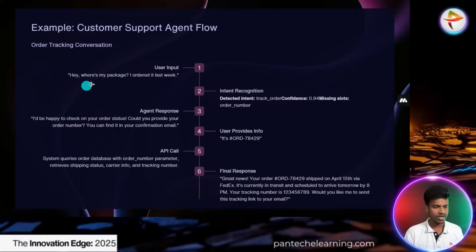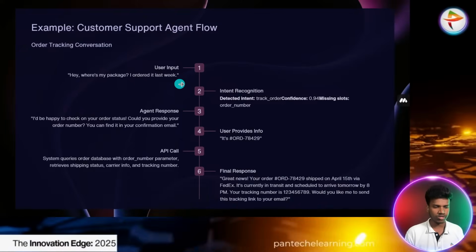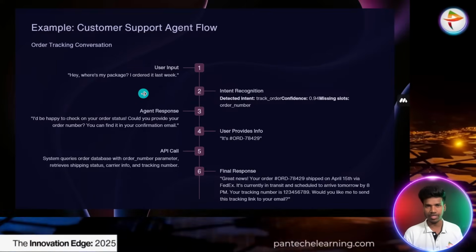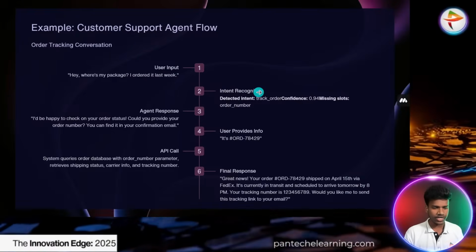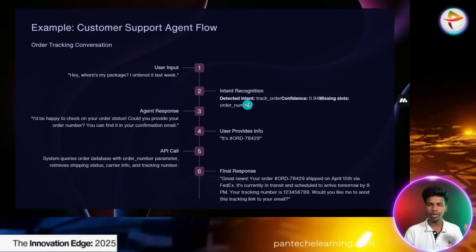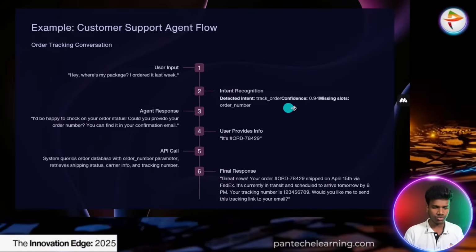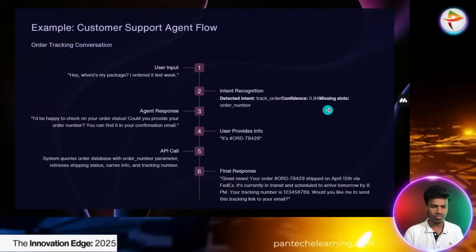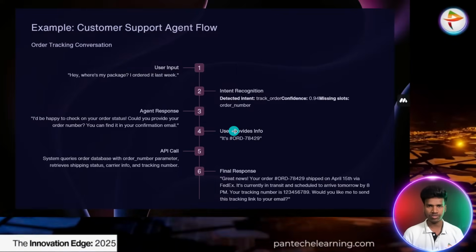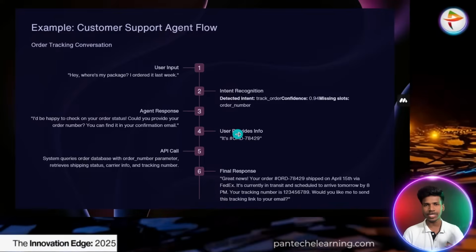So hey, where is my package? I ordered it last week. This is the user's query, the first query. Then the intent organizer detects the intent. So what is the purpose of the query the user will ask? Track order, and the confidence level is 0.94. The slot is the order number, so the chatbot is expecting the order number.